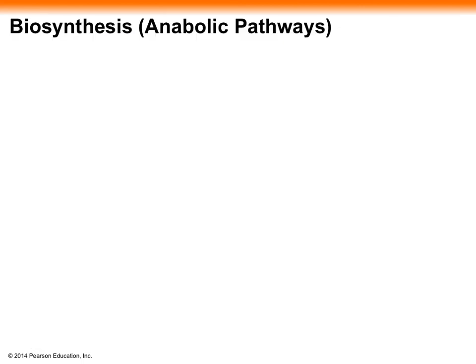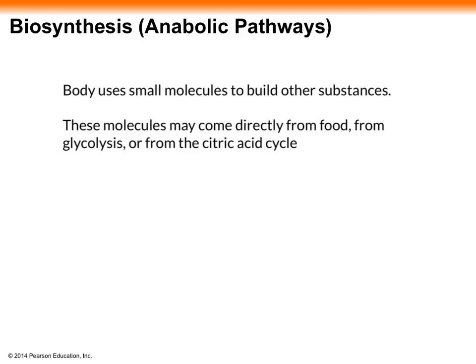So we've been talking the majority of this lecture on catabolism, which is breaking things apart. What if we talk about putting things together, or biosynthesis? In biosynthesis, the body uses small molecules to build other substances. These small molecules may come directly from food, from glycolysis, or from the citric acid cycle. In order to build things up, this uses energy, and so it is referred to as an endergonic reaction.